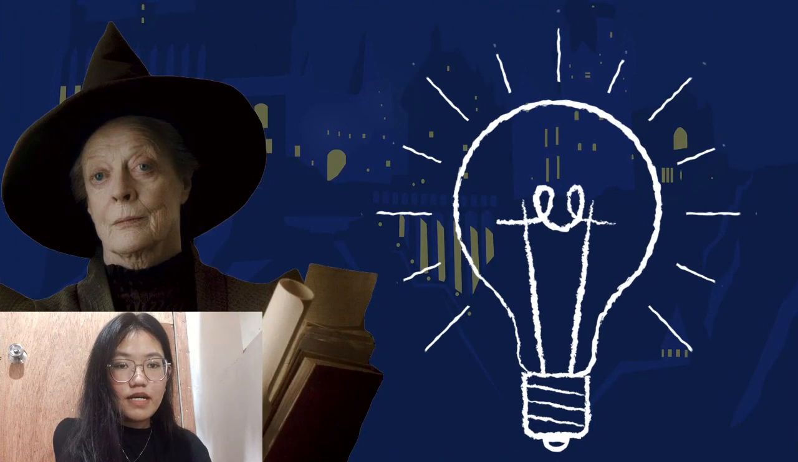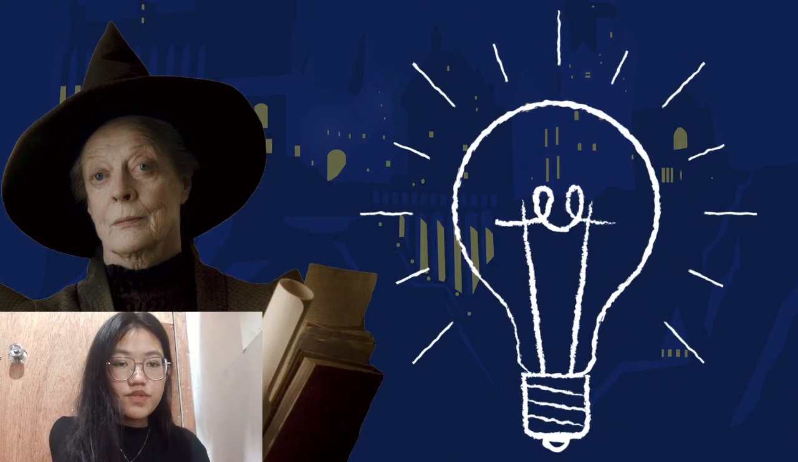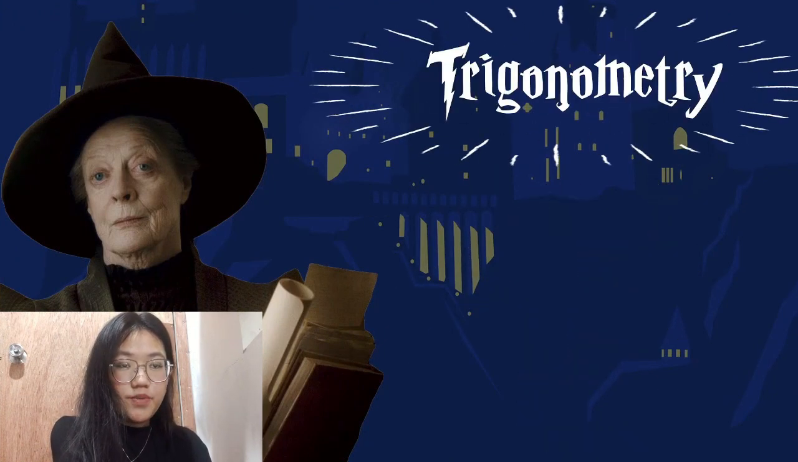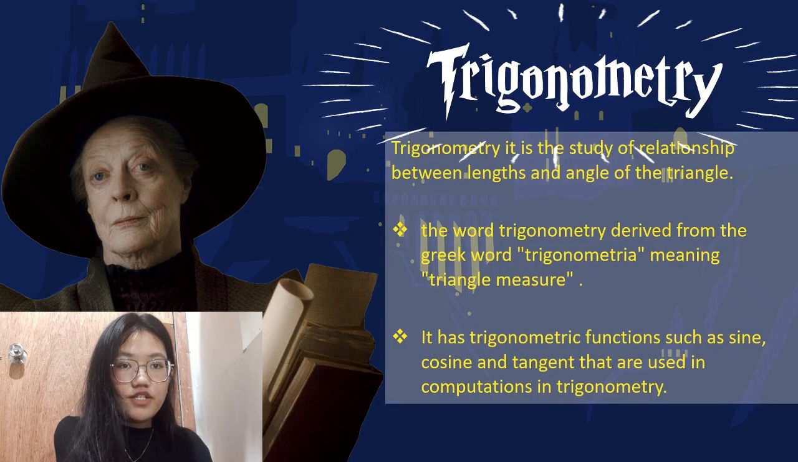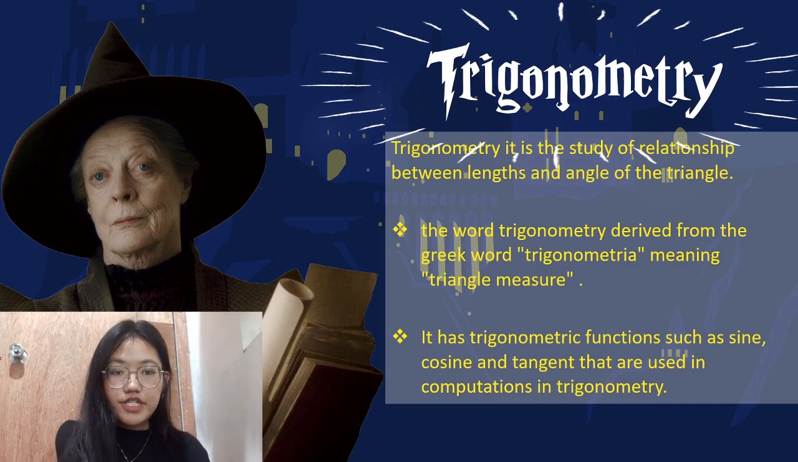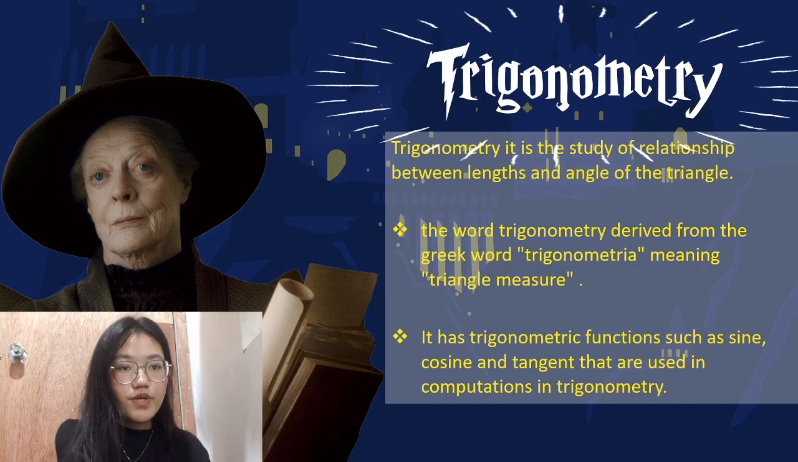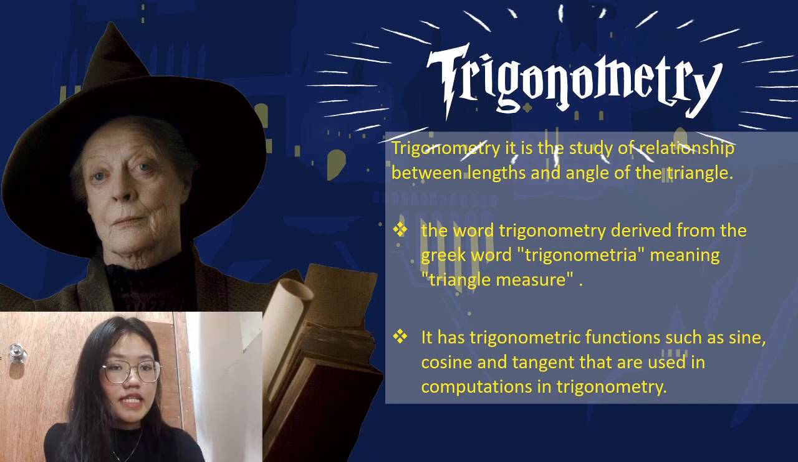Today we will discuss trigonometry. So first, what is trigonometry? Trigonometry is the study of the relationship between the lengths and angles of a triangle. The word trigonometry is derived from the Greek word trigonometria, meaning triangle measure.